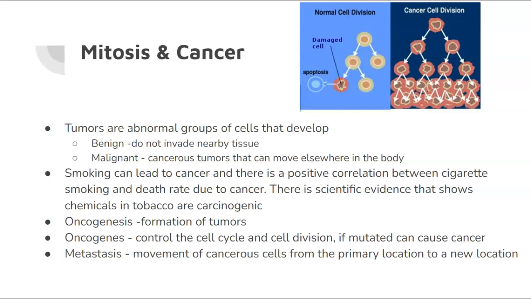And so some key terms that you should just be aware of when discussing cancer: there's oncogenesis, which is the formation of tumors, and oncogenes, which control the cell cycle and cell division. If mutated, those oncogenes can cause cancer. And then metastasis, which is the movement of cancerous cells from the primary location to a new location. So this would be like if you had breast cancer and it moved into your lymph nodes, and then you have a different type of cancer from there, but it all started with the original breast cancer.